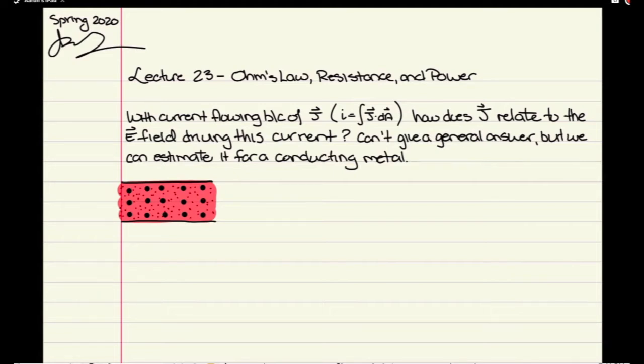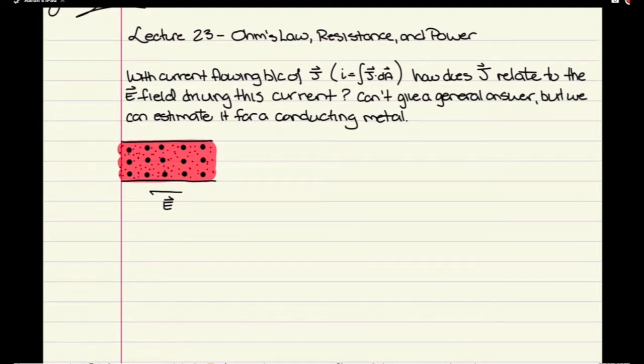So let's consider some sort of conductor, let's say it's a piece of copper, where there is some electric field that is trying to, actually I'm going to draw it in the opposite direction. There's some electric field that is trying to make the charge carriers, which in this case are little electrons, move. These little red dots are going to represent electrons. And those electrons are then going to feel a force pushing them to the right, since the electric field points in the direction a positive charge would move.